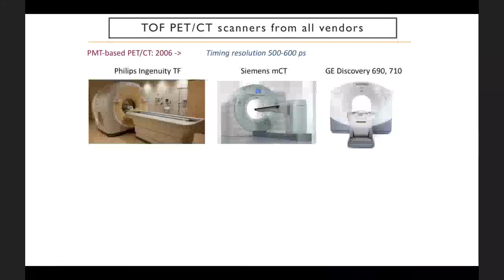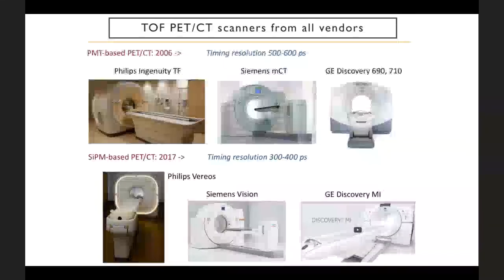So the first wave of time of flight scanners happened around 2006, and each of the major manufacturers came up with a version of time of flight. We have the Philips Ingenuity, and this is our primary research scanner. We also have Siemens mCT scanners, both here and at our suburban locations, and then GE had their product as well, which I'm not familiar with.